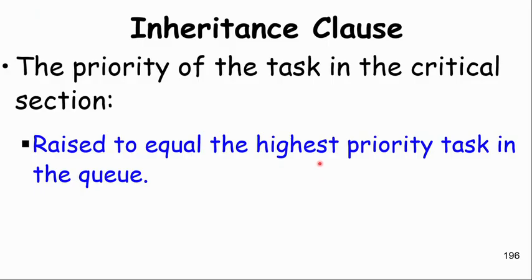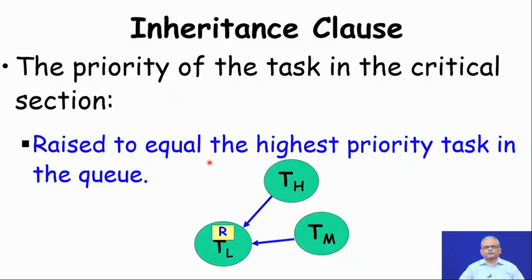Let us look at some more details of the scheme, the nitty-gritty of the scheme. Here, once the high priority task blocks for the resource, the low priority task's priority gets raised to the highest priority task in the queue. If there are two tasks waiting for the resource, one medium priority and one high priority, then the low priority task that is executing using the resource gets the priority of the highest of these two, which is H.